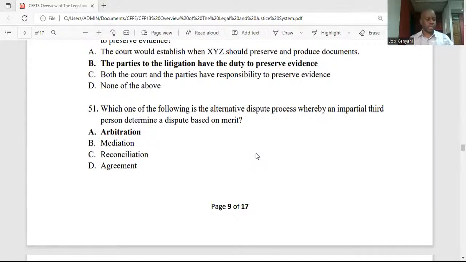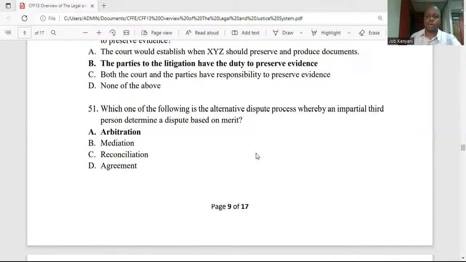So the three major types of alternative dispute resolution mechanisms that we looked at. We looked at arbitration, we looked at mediation, and also we looked at negotiation. But of course there are others. For example, early expert neutral evaluation, or we can have traditional methods whereby, for example, you can have elders in the community resolve any kind of dispute.